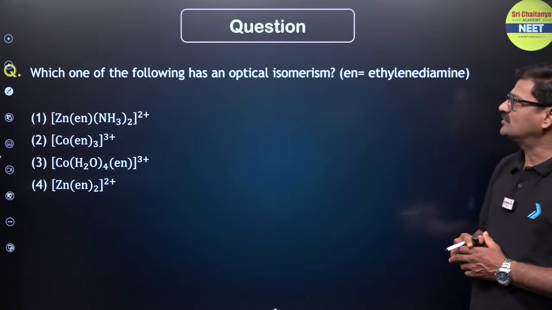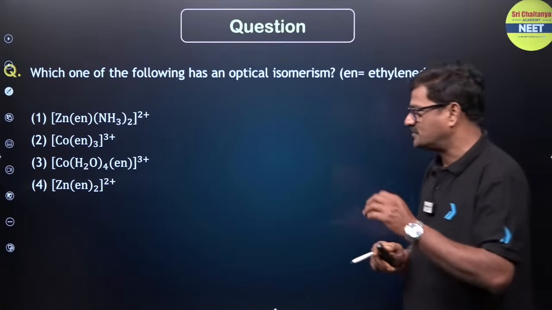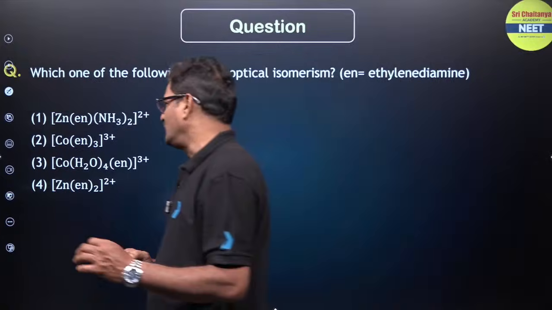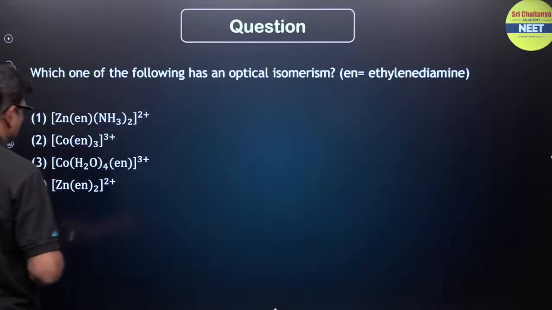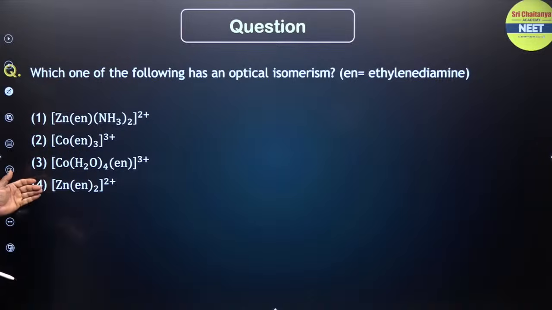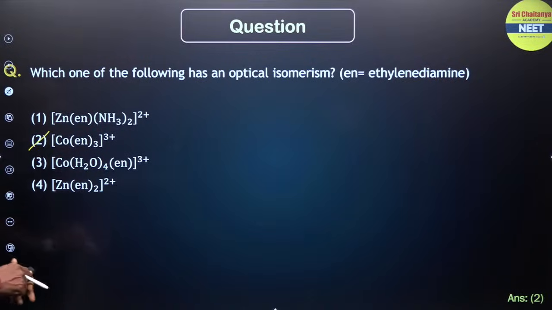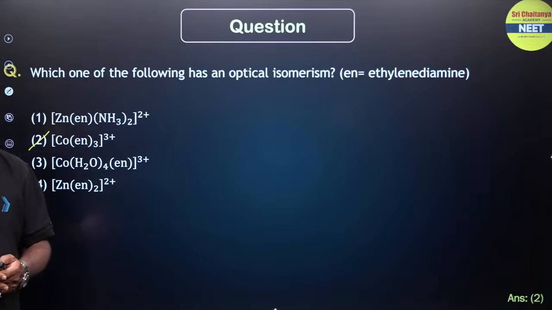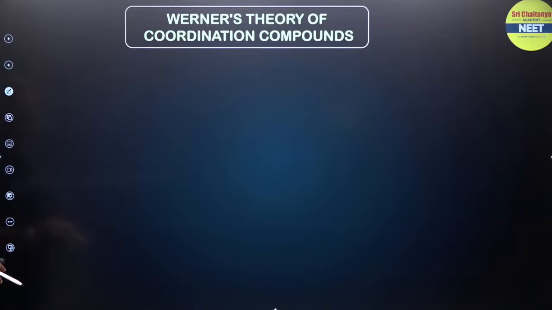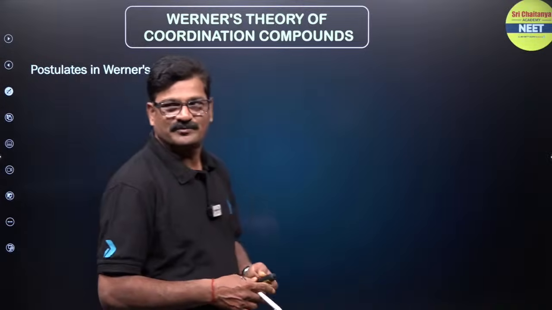Which of the following is an optical isomer? So you have to check the dissymmetry in its structure. Here the structure is going to be [Co(en)3], that is the previous example. And I want to take some more things here: Werner's postulates.